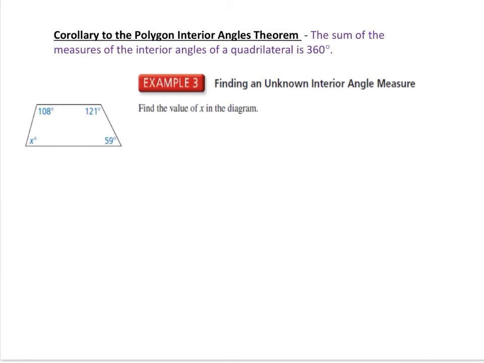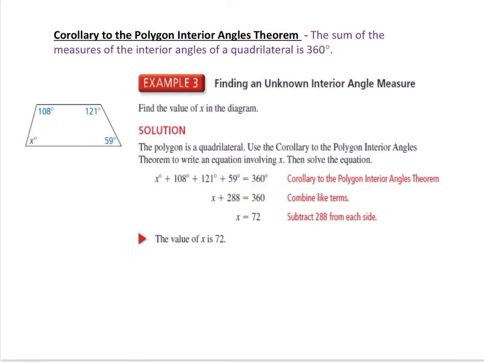Then we have the corollary to the polygon interior angles theorem, which states that the sum of the measures of the interior angles of a quadrilateral is 360 degrees. So let's use this example 3 to find the value of x in the diagram. All right, using this corollary, we can write an equation. So we have x + 108 + 121 + 59 = 360. So we solve for x, and we get x = 72. So the value of x is 72.